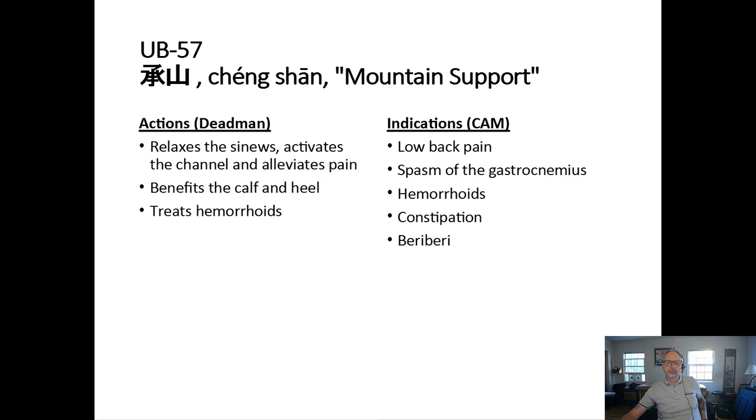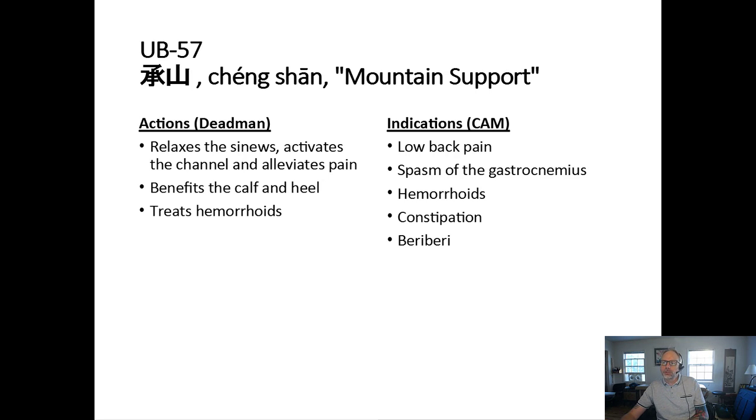Beriberi. There's only a couple points that actually treat beriberi. This is one of the 2 points. Beriberi is a vitamin B deficiency. It's not so common in America anymore because we began to fortify our grains and breads with the B vitamins, which is why we don't have a high incidence of beriberi.